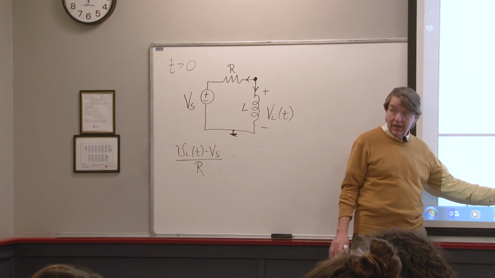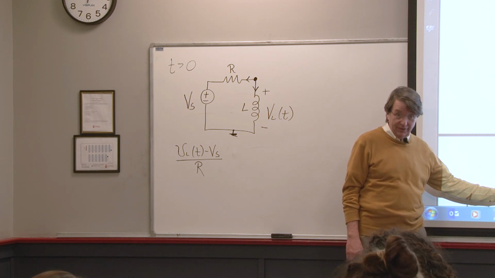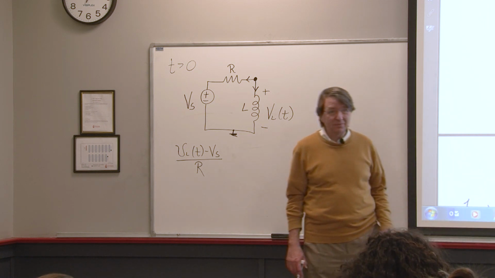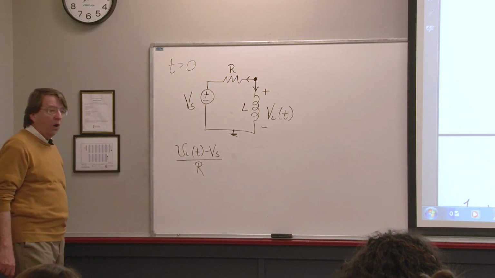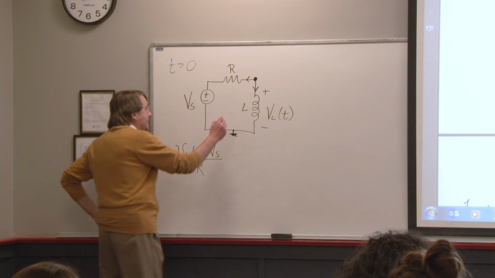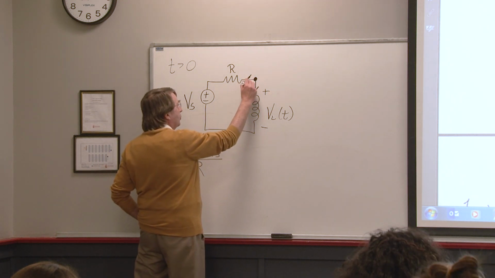Now, by the way, for this one, all you have to do is write the equation. You don't have to solve it. I thought you'd be running out of time at this point. So we're just going to write the equation. We got V sub L of t minus Vs over R. That is this current here, leaving the node going through the resistor.